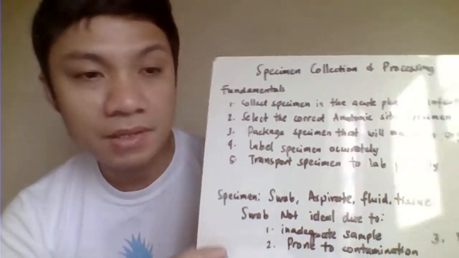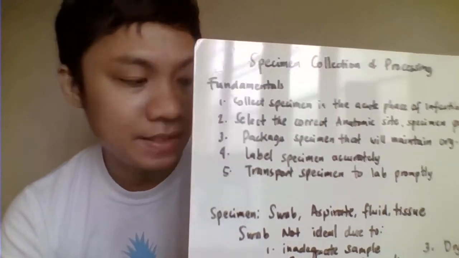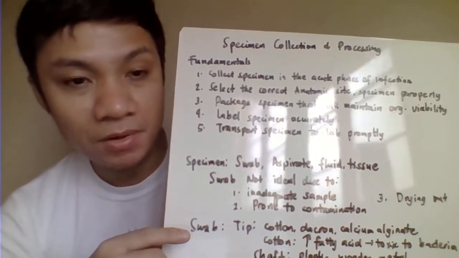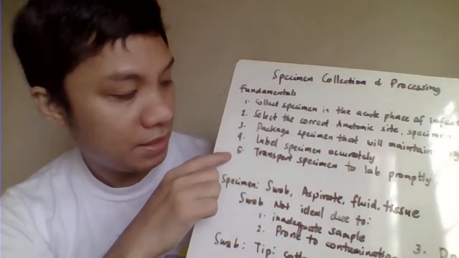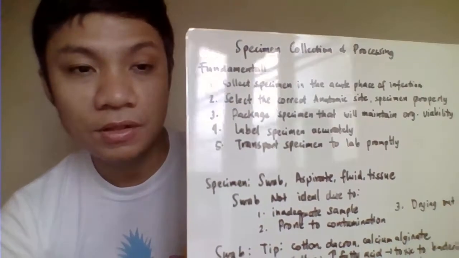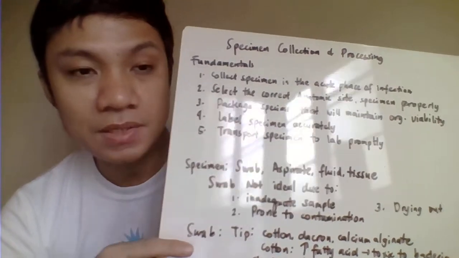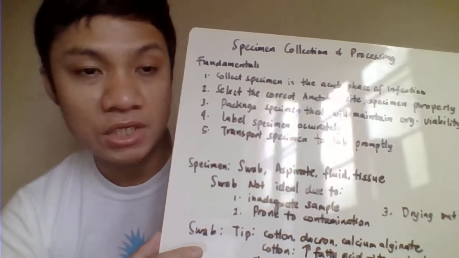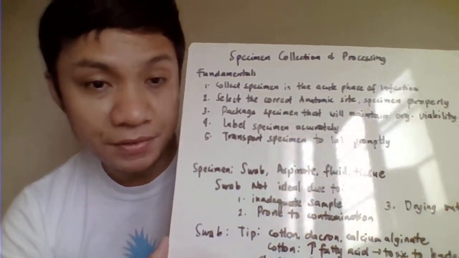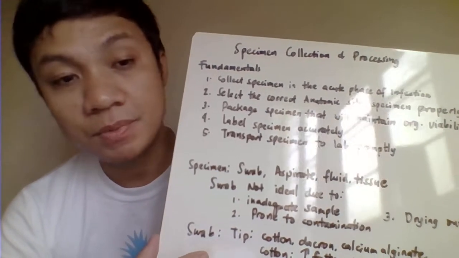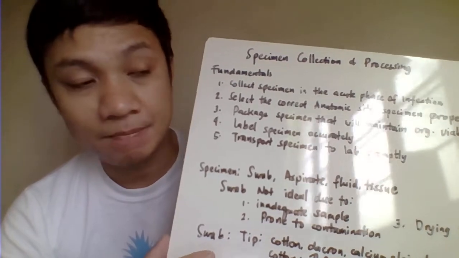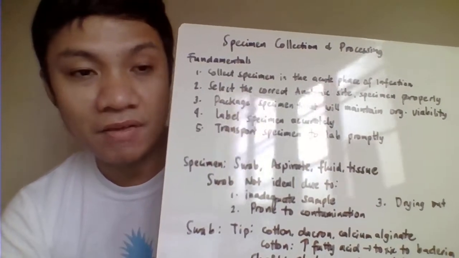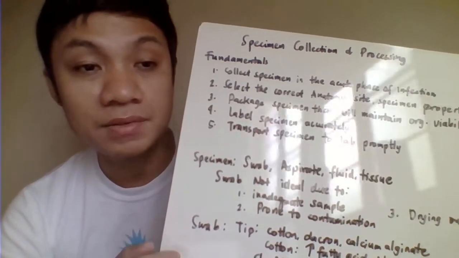The next one, label the specimen accurately. The proper way of labeling your sample still applies; it contains all the information. And number 5, transport the specimen to the laboratory promptly. Most likely, we try to deliver the specimen within 2 hours of collection. Or you can put preservatives so you are able to preserve your specimen integrity, if you cannot transport it very fast, within 2 hours of the collection process.